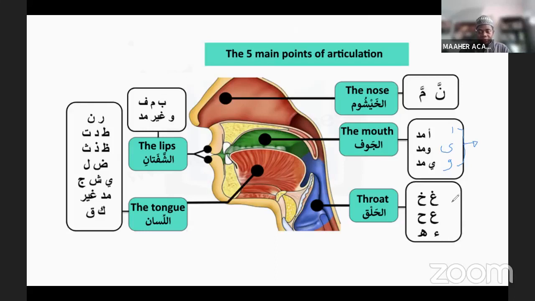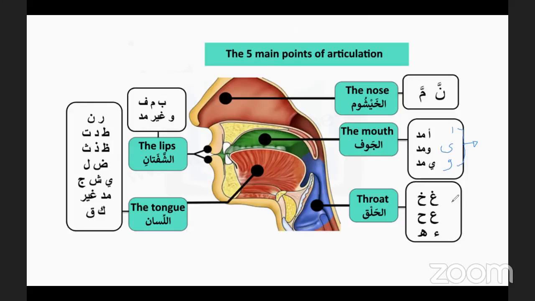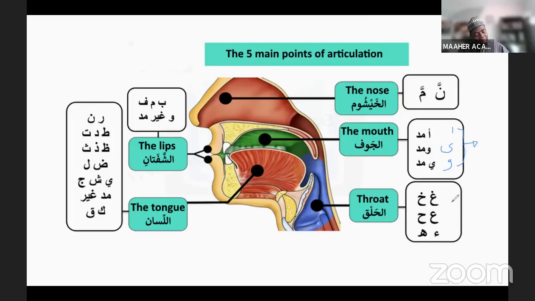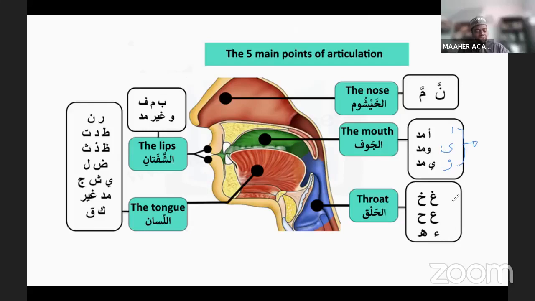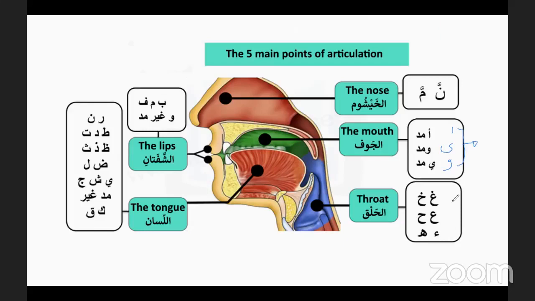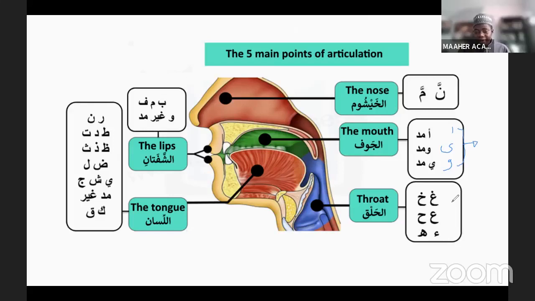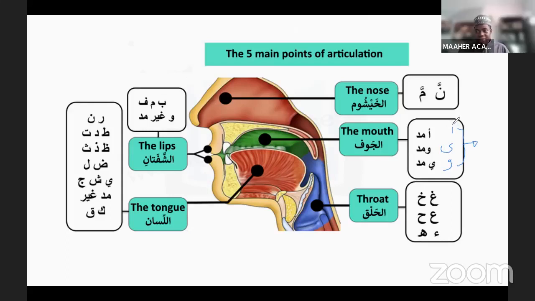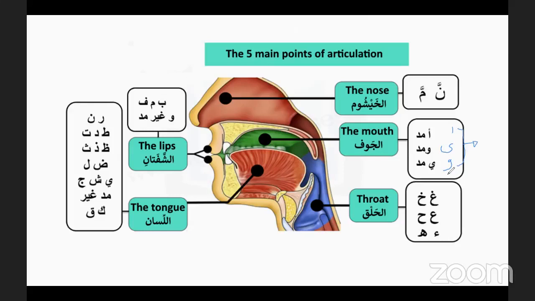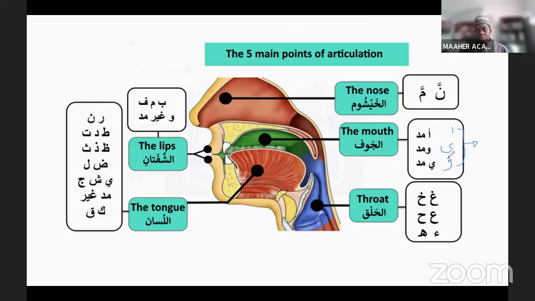Do you remember what we learned before about the mad letters? How many are they, Aliyah? How many are the mad letters, the letters used for elongation? 3, yes, there are 3. So we have the alif mad, the wa mad, and the ya mad.